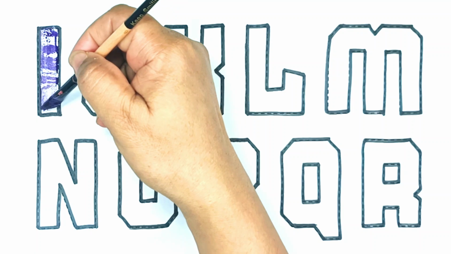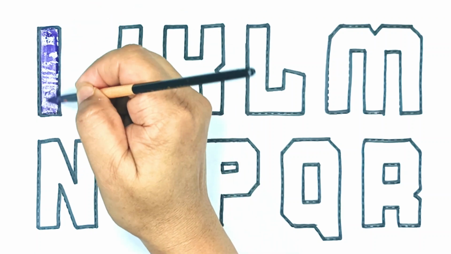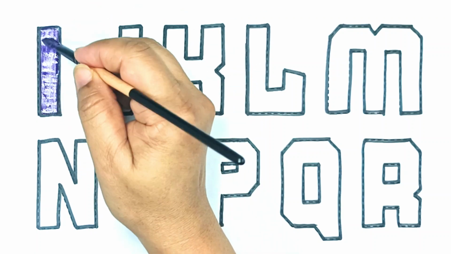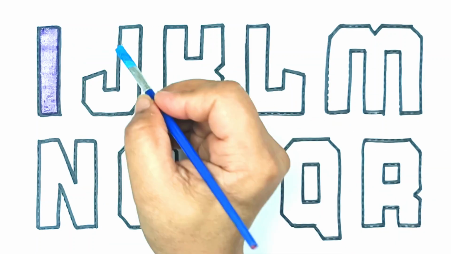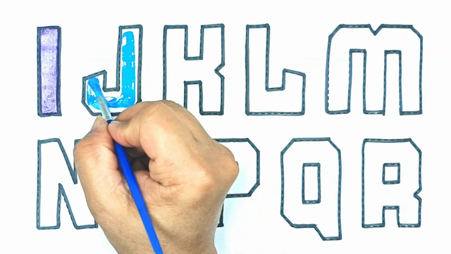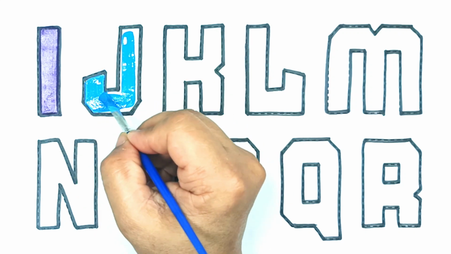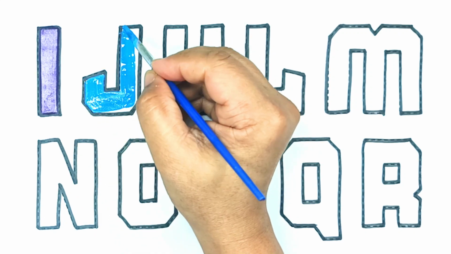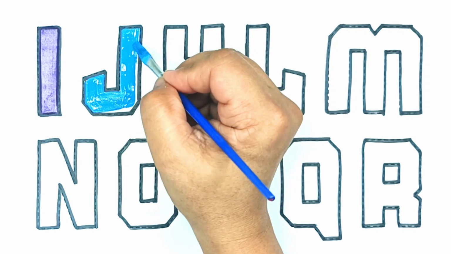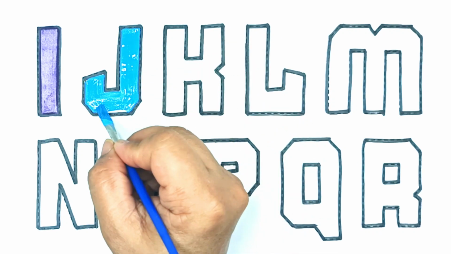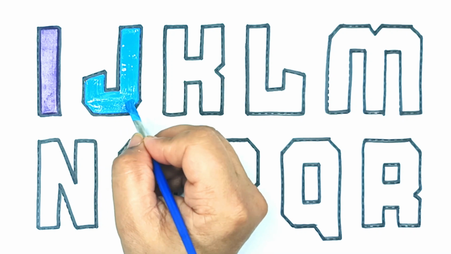I for Indian. I for igloo. I is for island, surrounded by sea. J for jam. J for juice. J is for jam, you eat with your tea.